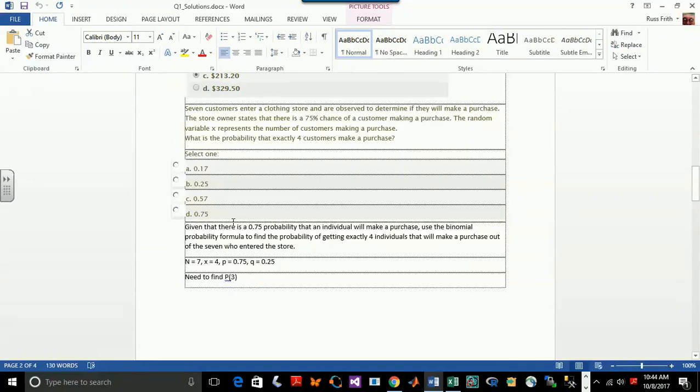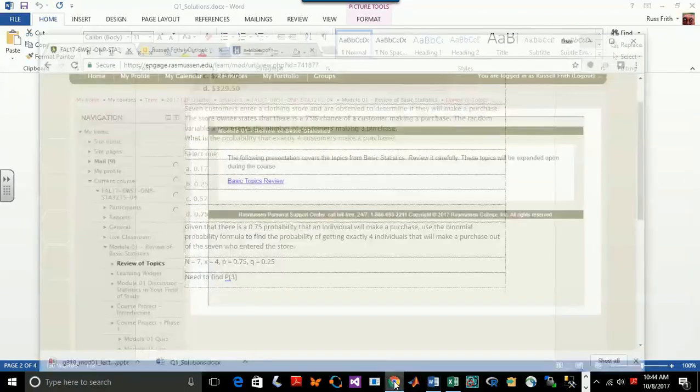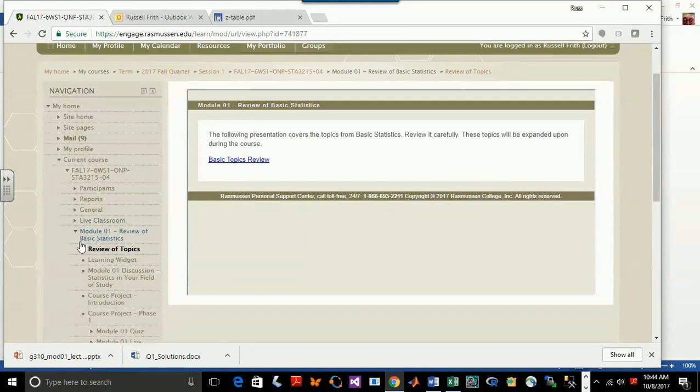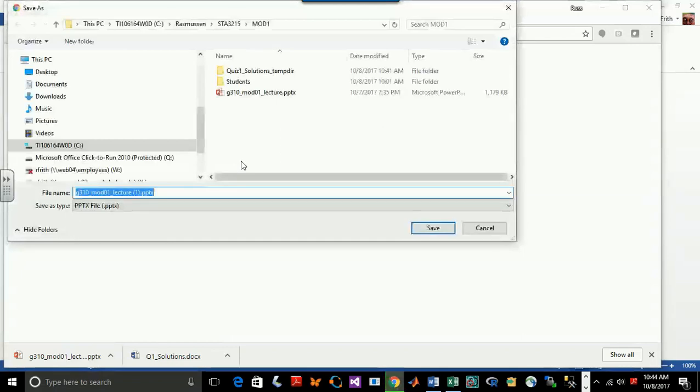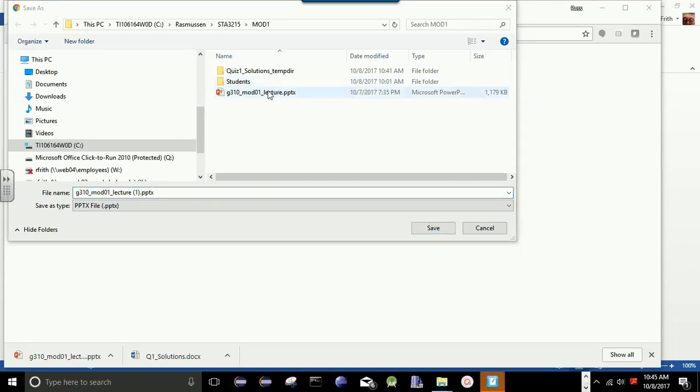And so the way you access that solution is here. Go into your module, module 1, review of basic statistics. Go into the review topics link, click on the basic review topics link, and you'll get a PowerPoint slide called G310 Module 1 Lecture. All right, so let's see, do I have it opened up? I don't think so. Okay, so open this up.